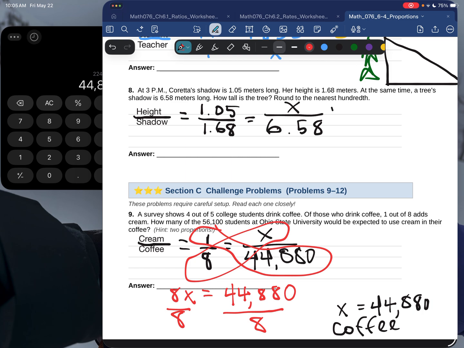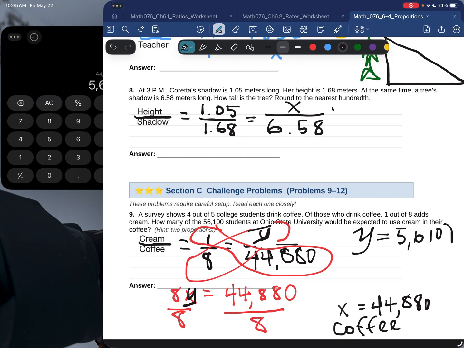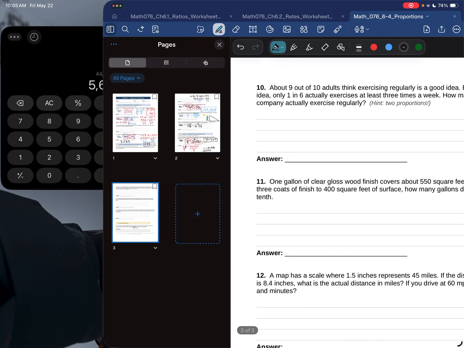And I used x again. That's a faux pas. I'm going to make this a y. We're solving for y because we already solved for x once. We're solving for y, which is our cream drinkers. Then this amount divided by 8 gives me y equals 5,610 who drink coffee with cream. There we go. Let's see if we got any more of these.